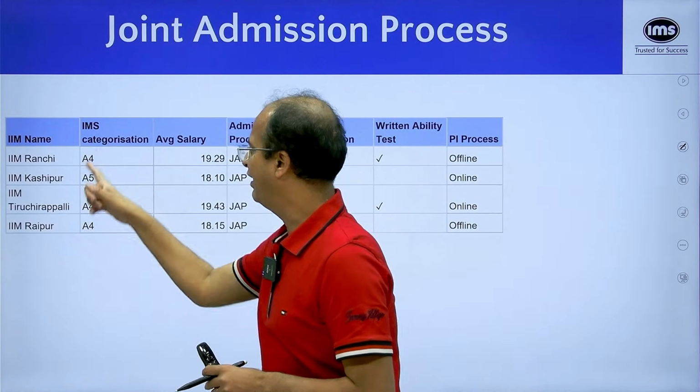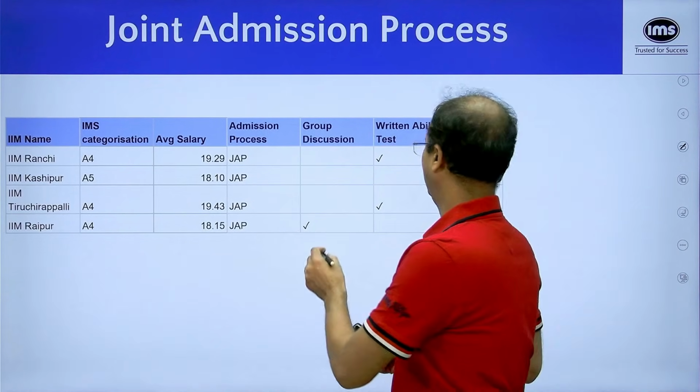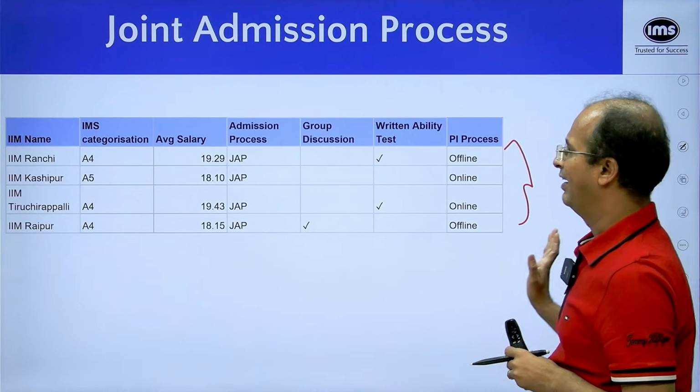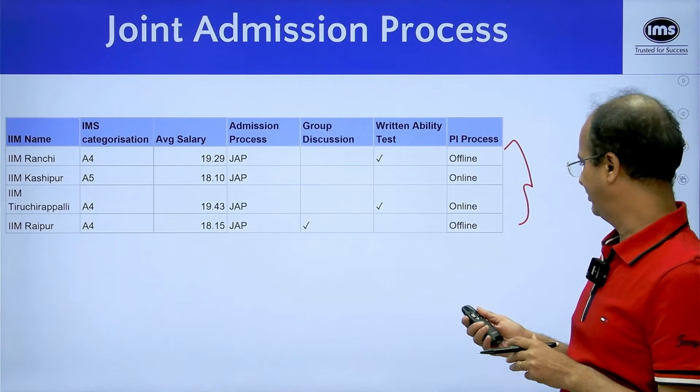All of them belong to that A4, A5 category as per the IMS ranking. And they are going to conduct only the PI, okay? Absolutely nothing else. No VAT, nothing else.